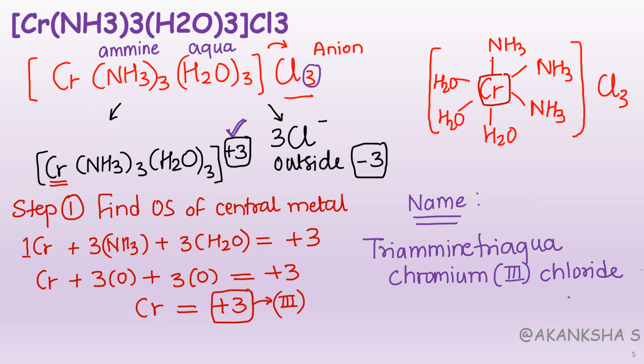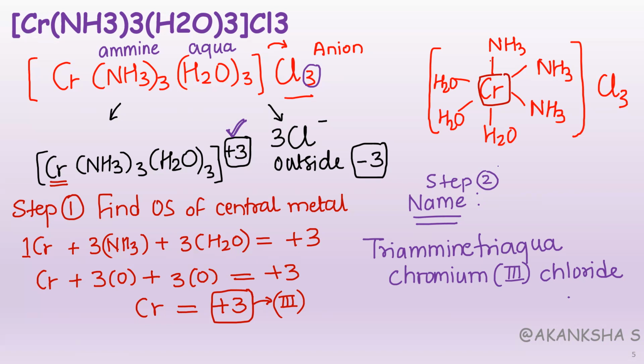Always remember, outside the coordination sphere, naming is just for the sake of the element. It is not going to represent how many elements of chlorine are present outside the bracket. We are very much invested in understanding what is inside the bracket. So what is step number 1? Step number 1 is to find the oxidation state of your central metal. And step number 2 is to construct the name of that particular complex.